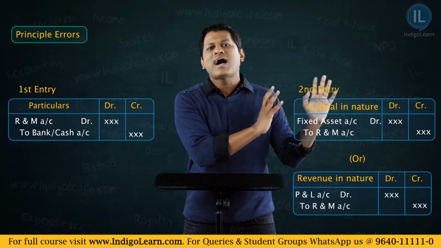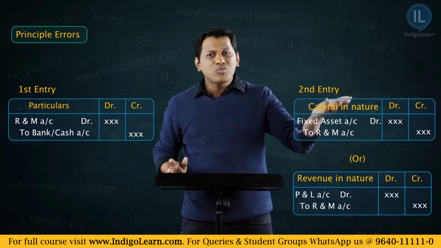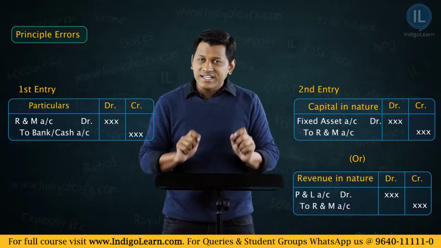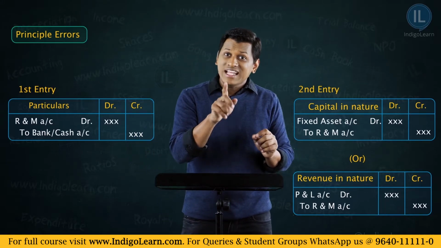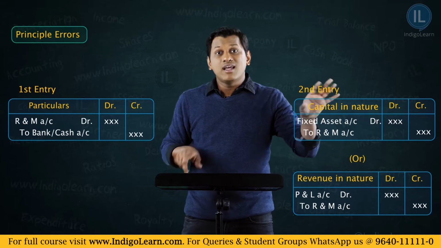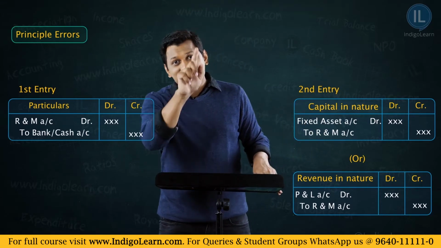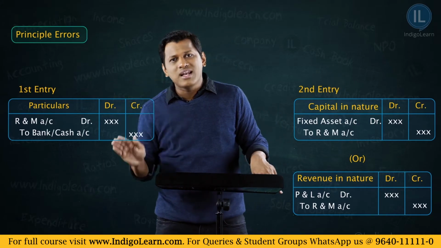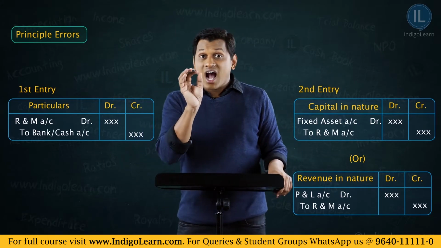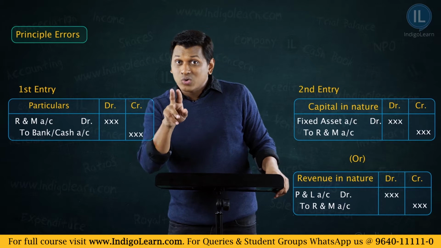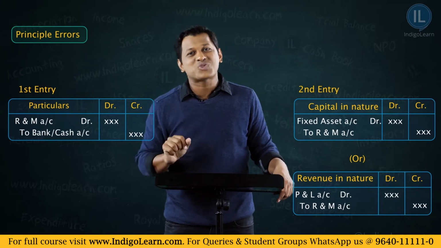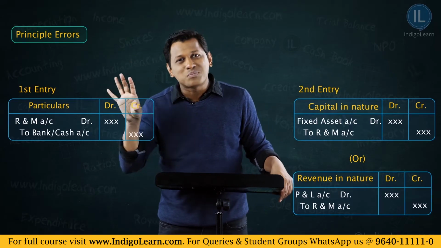If you just have to pass a journal entry at the end of the year, you might say P&L account debited to repairs and maintenance. So friends, something which should have gone into P&L maybe came into fixed asset and it is sitting in the balance sheet. That kind of a mistake is a principal error. So in accounting, you probably accounted debit or credit to a wrong account. Such cases we talk about under principal errors.